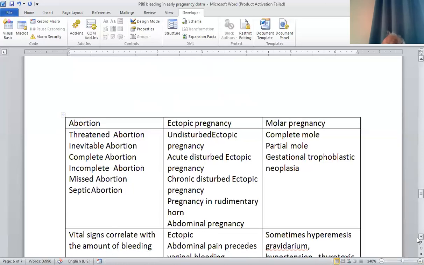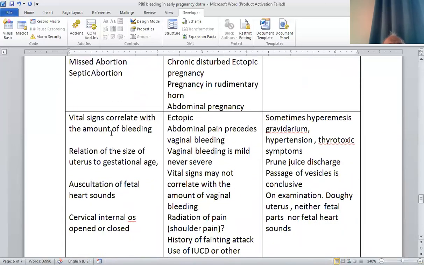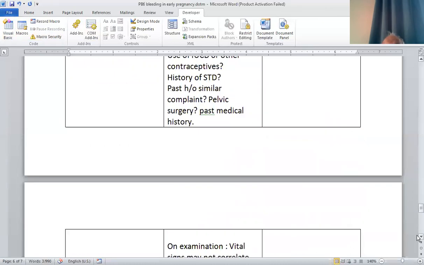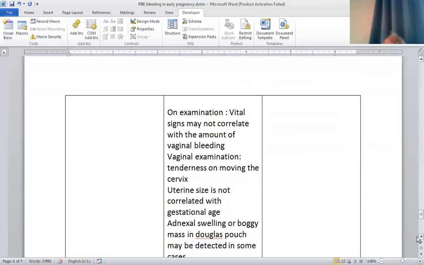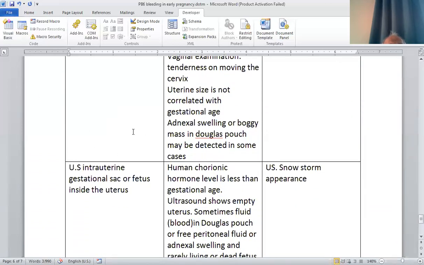So vital signs usually correlate with the amount of the bleeding, and the relation of the size of the uterus to the gestational age is important, and it's important to check whether the fetal heart sound is present or absent, and whether the cervix is open or closed. Because in threatened abortion it will be closed and the fetus is living. In inevitable abortion, the cervix is opened. In case of closed, the fetus should be dead. And the ultrasound will show an intrauterine gestational sac or fetus inside the uterine cavity.